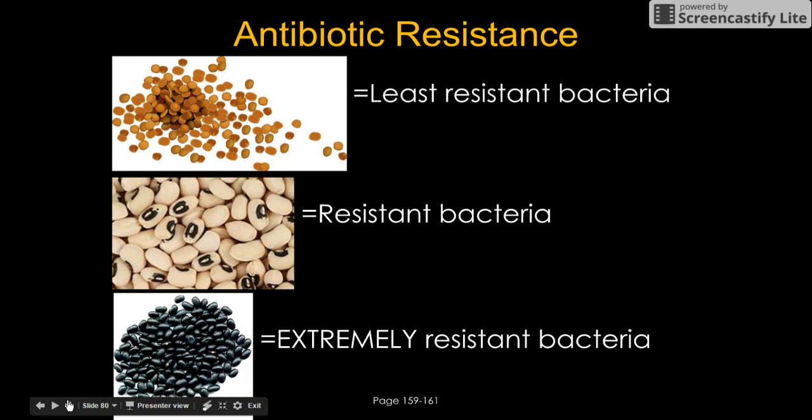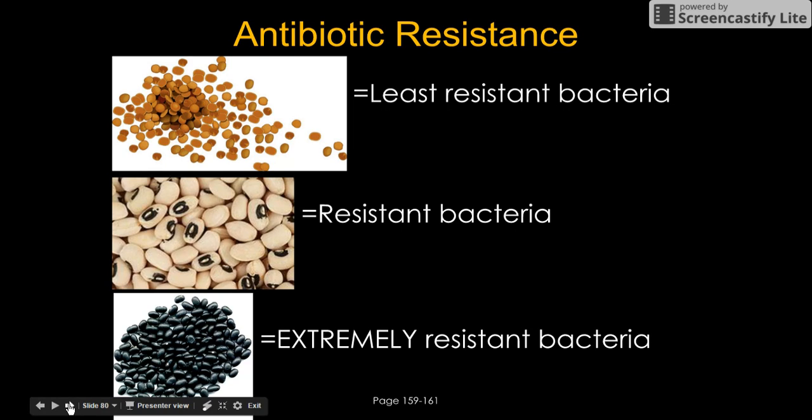Same thing that happened to bacteria. Some mutations in bacteria will make a bacteria extremely resistant, meaning that whatever medicine you're taking, it's going to be really, really hard to kill this bacteria off. Some bacteria are just mildly resistant, and some are least resistant, meaning that you take the medicine, the bacteria die off, you're good to go.